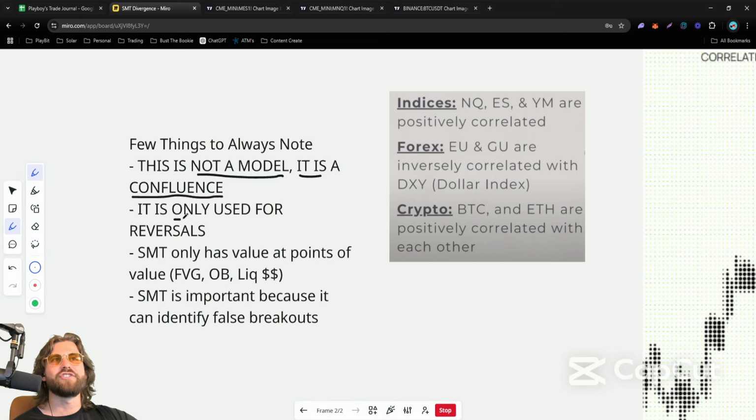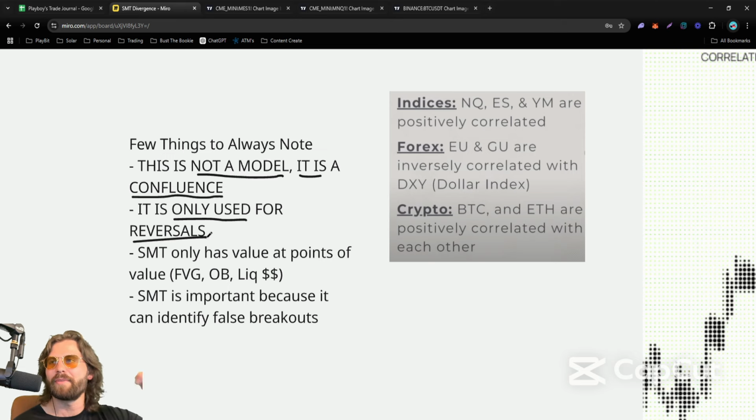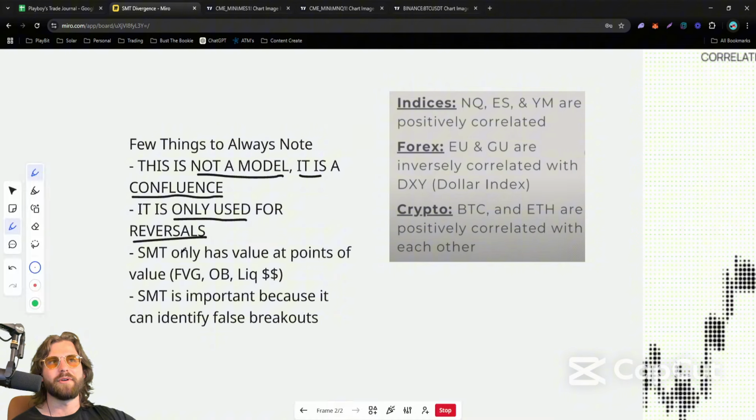Also, SMT is only used for reversals. That's it. Don't look for continuation. It is only for reversals. These are some things that people need to say online when they're trying to teach these things. They're the first foundational points for SMT reversals, okay?